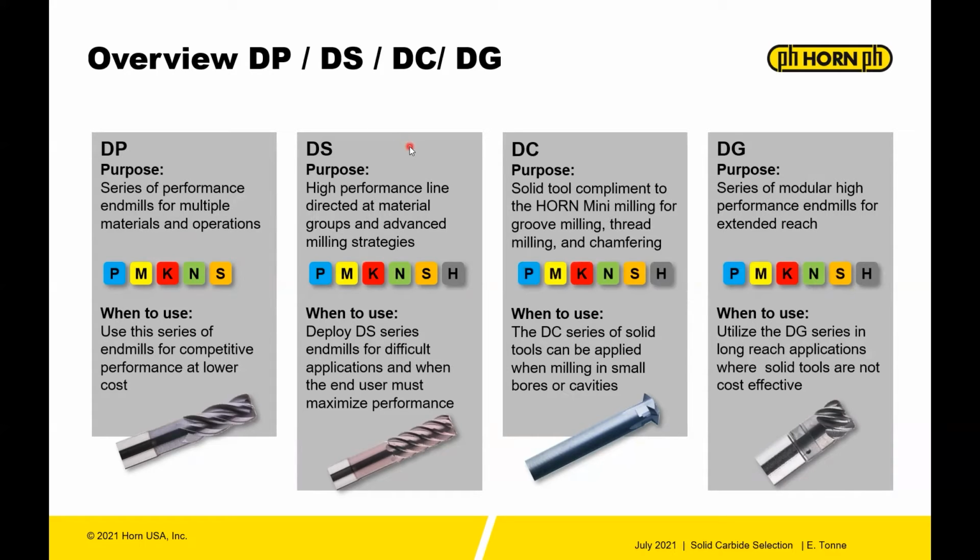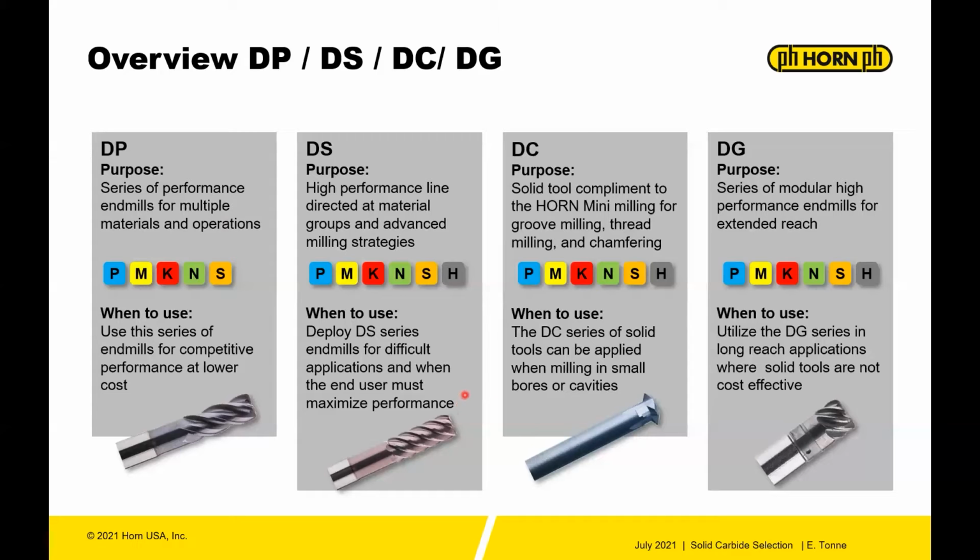The DS line of Endmills, as mentioned, spans several different material categories, but they're separated by those categories. They're not general purpose type Endmills. They're high performance. So it's a high performance line for steels, stainless, iron, non-ferrous, heat resistant alloys, as well as hard materials. So you use the DS line when you have a difficult application and you need to maximize the performance of the tool.